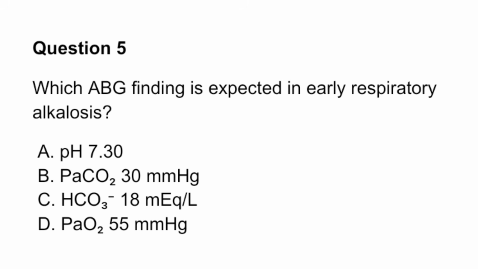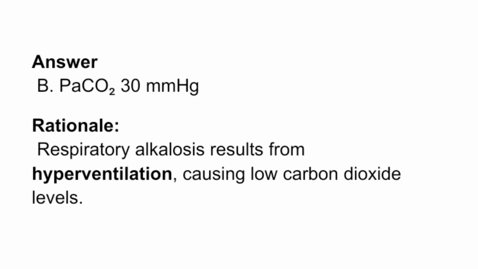Question 5. Which ABG finding is expected in early respiratory alkalosis? A. pH 7.30. B. PaCO2 30 millimeters mercury. C. HCO3 18 milliequivalents per liter. D. PaO2 55 millimeters mercury. Answer. B. PaCO2 30 millimeters mercury. Rationale. Respiratory alkalosis results from hyperventilation causing low carbon dioxide levels.